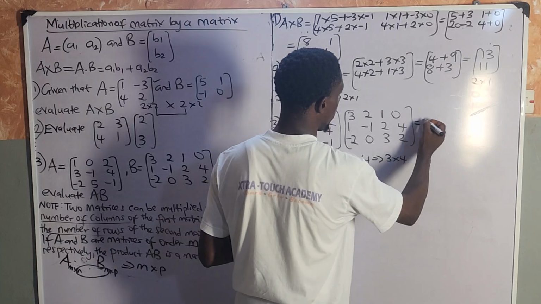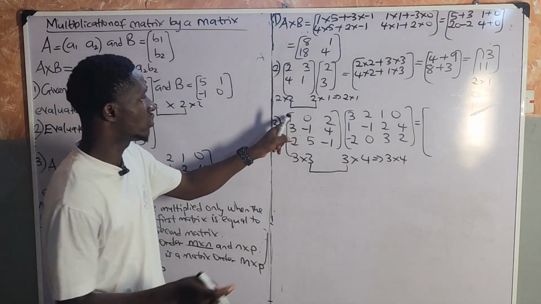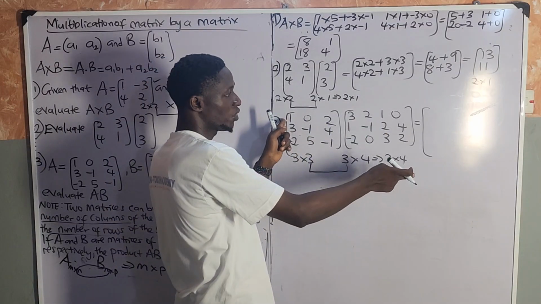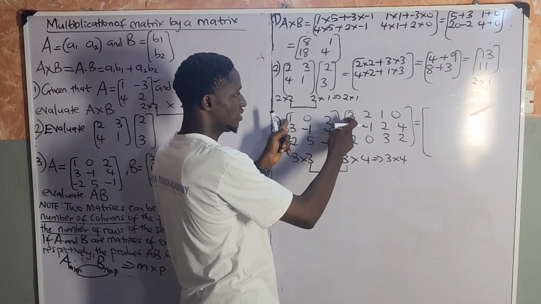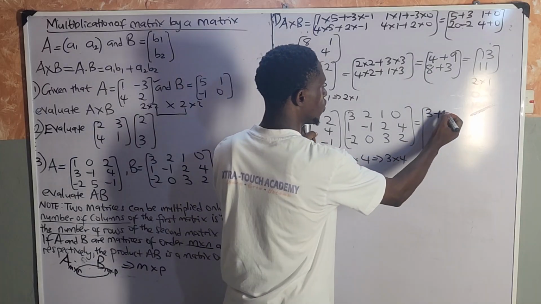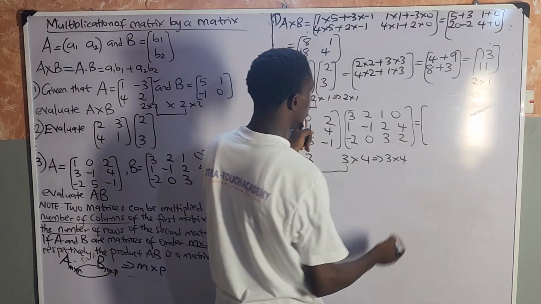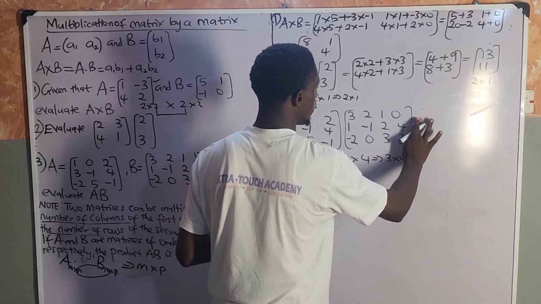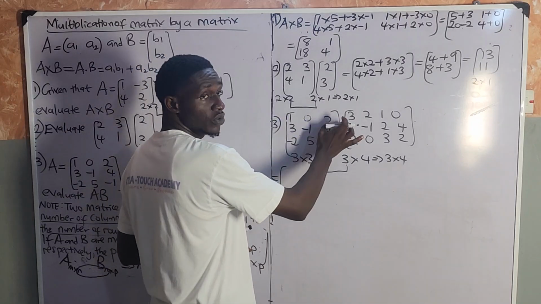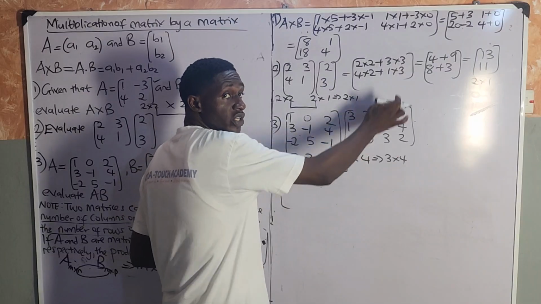So let us multiply. Let's manage our space. Going by this, remember how we used to do it. Be careful. Remember, the rows will go into the columns. This first row will go into column 1, column 2, column 3, column 4.